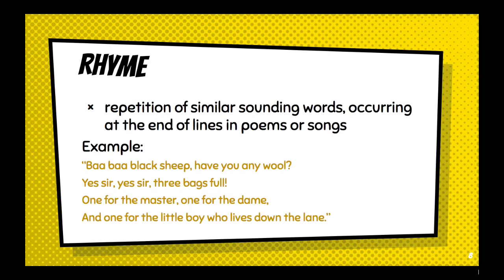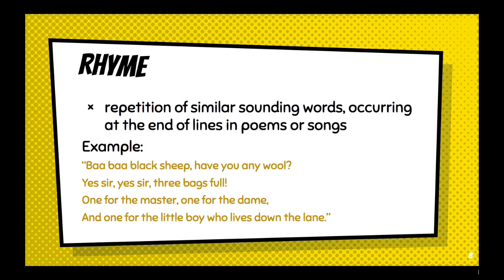So an example is, Baa Baa Black Sheep, have you any wool? Yes, sir, three bags full. So wool and full rhyme. One for the master, one for the dame, and one for the little boy who lives down the lane. So dame and lane rhyme, right? Even though it's not the exact same sound or spelling, it still sounds similar, right?